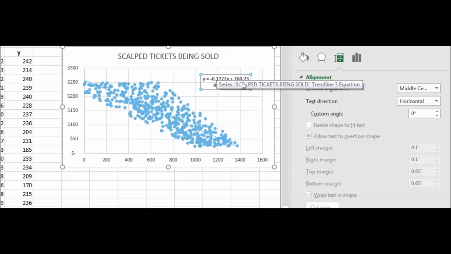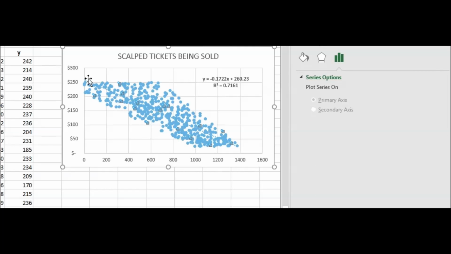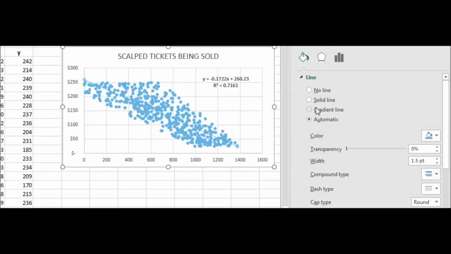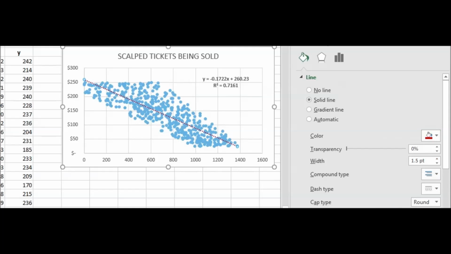But there you see the equation, and this is describing the line that goes through this. Now, if I go back to my line, find my line in there somewhere, trend line options, let's see, where's my line? There it is. I'm going to click on my line, and go to my formatting, and say solid line, and again I like red, so make sure you've chosen red, and let's change the width of the line to something very visible, and then let's change it to a solid line.